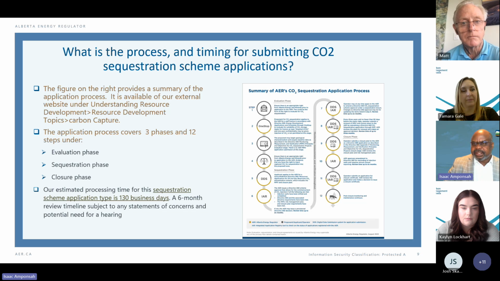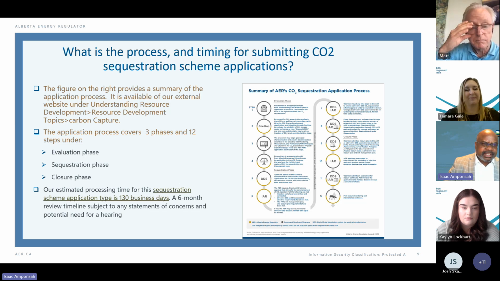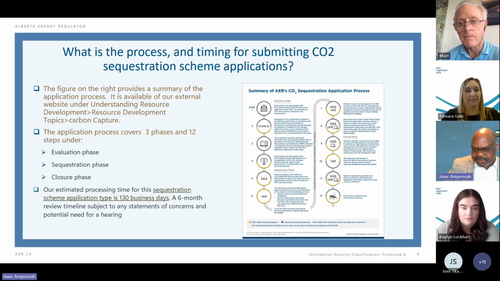It can be done under the Oil Sands Conservation Act, or under Directive 56 if it is a gas processing plant. The process here for sequestration scheme application is dealing with the subsurface. So we're talking about 3 phases and 12 steps. The first phase is the evaluation phase.